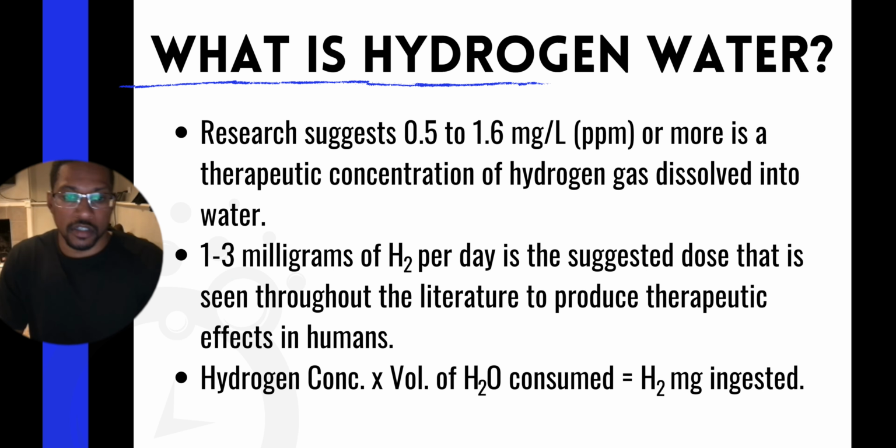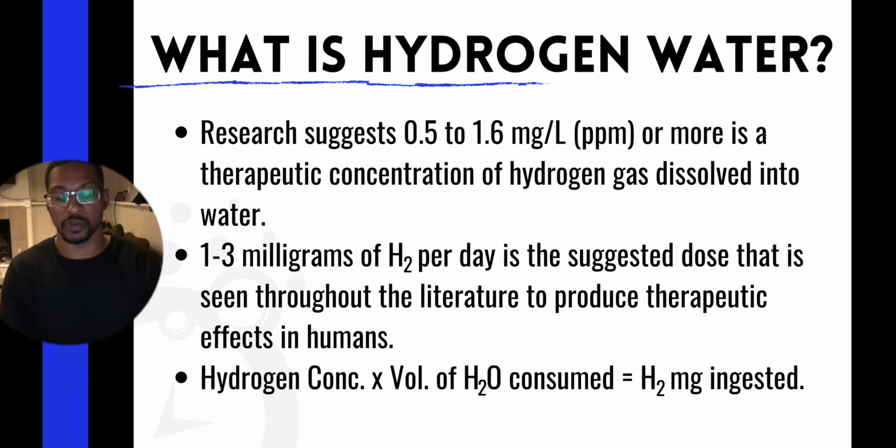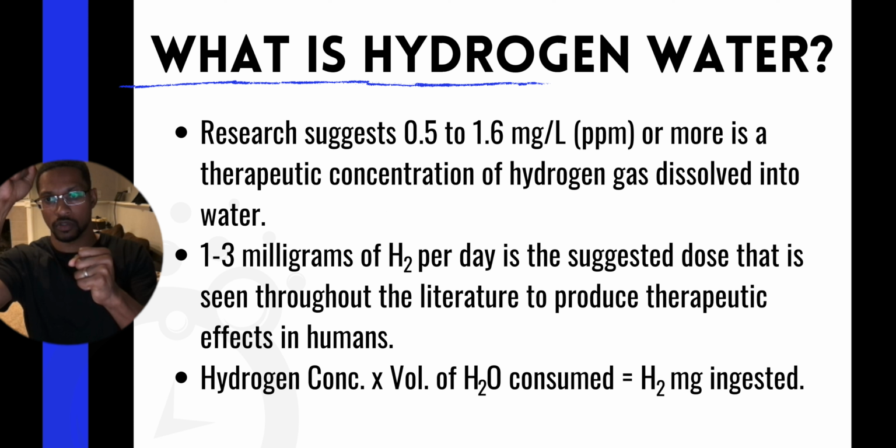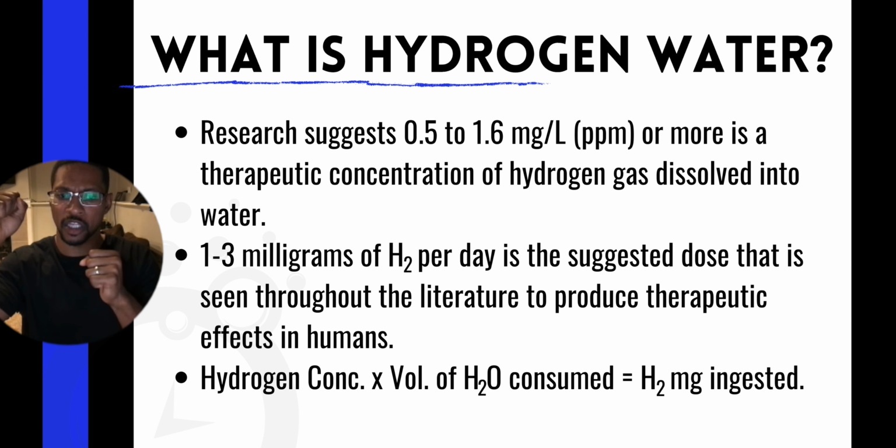Okay, so a bunch of research has been done, and the research suggests that 0.5 to 1.6 milligrams per liter, or ppm, or more is a therapeutic concentration of hydrogen gas dissolved into water. Researchers have taken notice that administering at least 1 to 3 milligrams per day of H2 or more is seen throughout the scientific literature to produce therapeutic effects in humans. So how does this work, the concentration and the milligrams dose? As you see, I've been stating 1.6 milligrams per liter, and then I just said 1 to 3 milligrams per day.